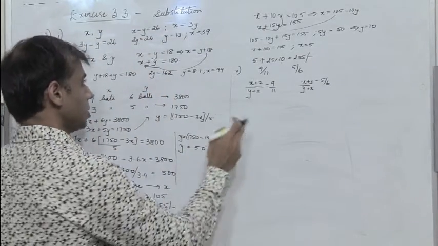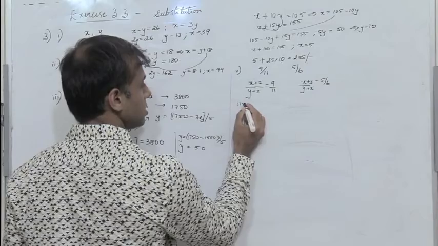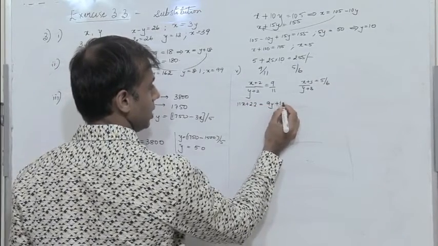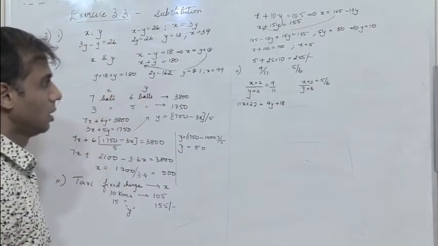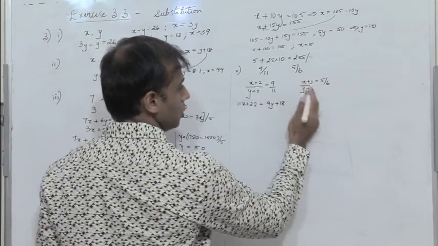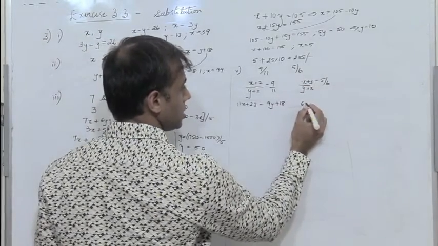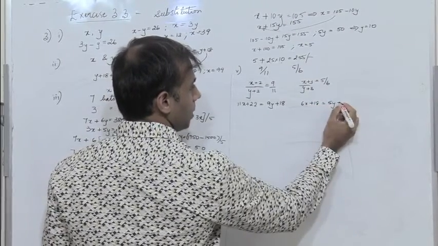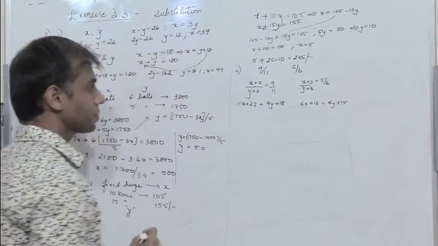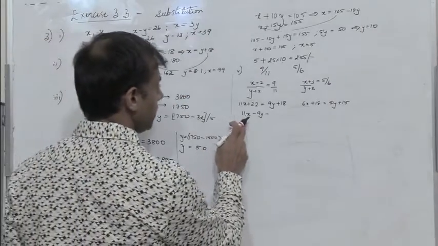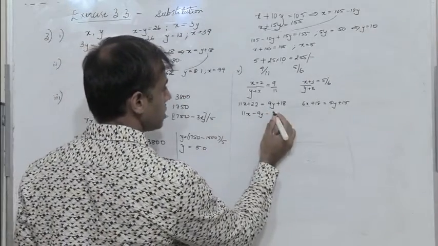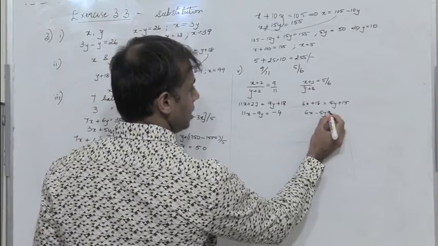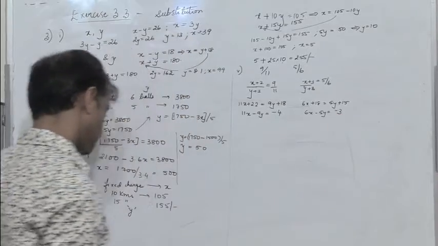Right? So now let me cross multiply. So I get 11x plus 22 equals 9y plus 18. So similarly here, 6 into the numerator here, 6x plus 18 equals 5y plus 15. So here I have 11x minus 9y equals minus 4, and I have 6x minus 5y equals minus 3.